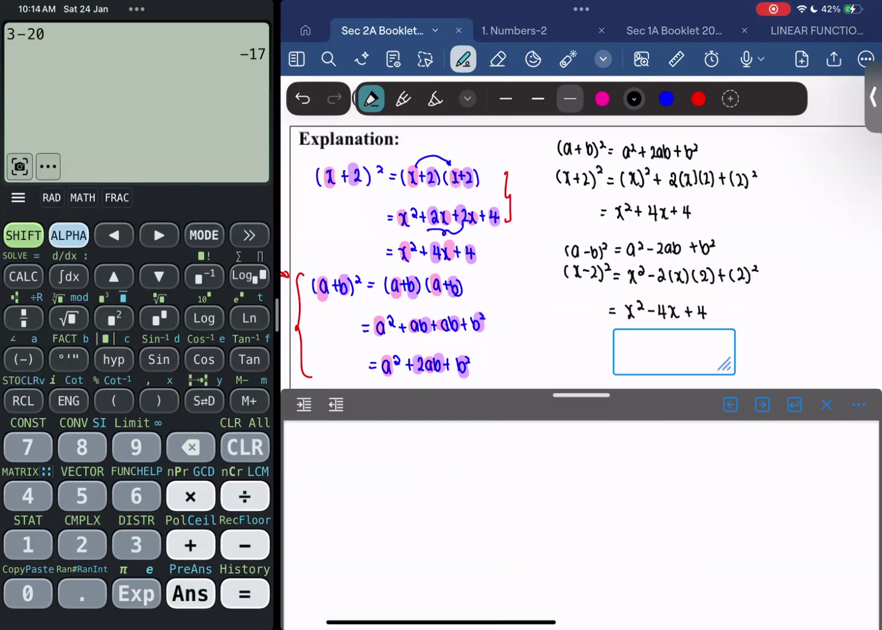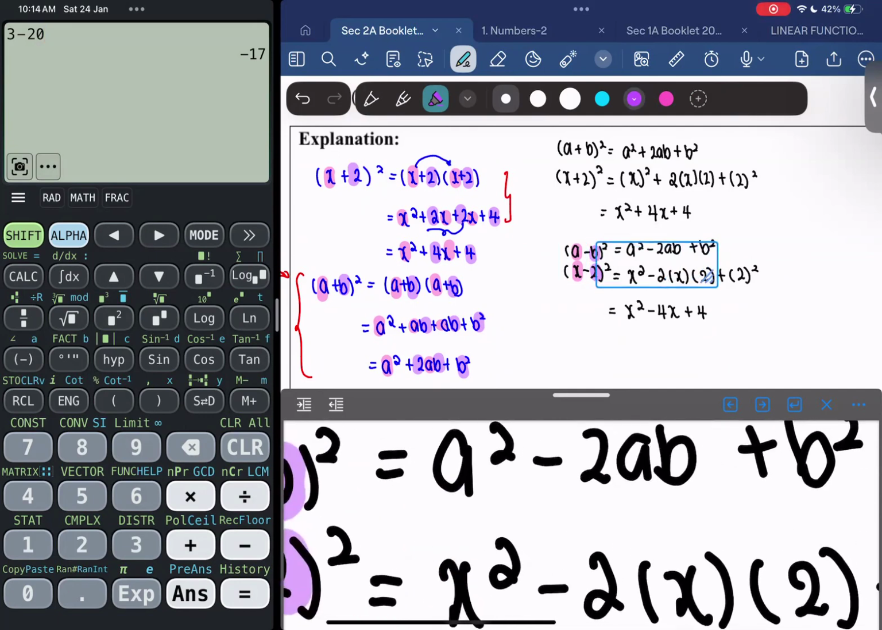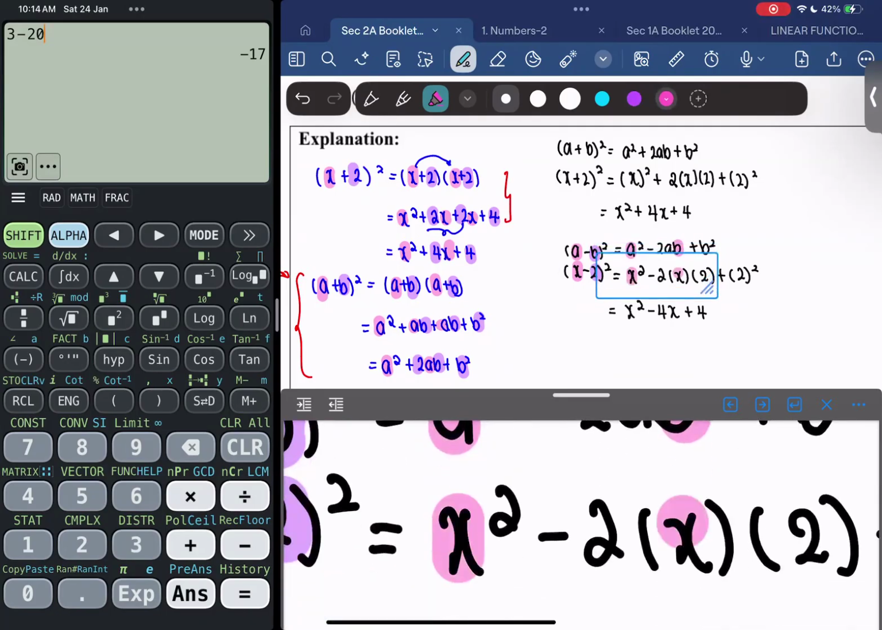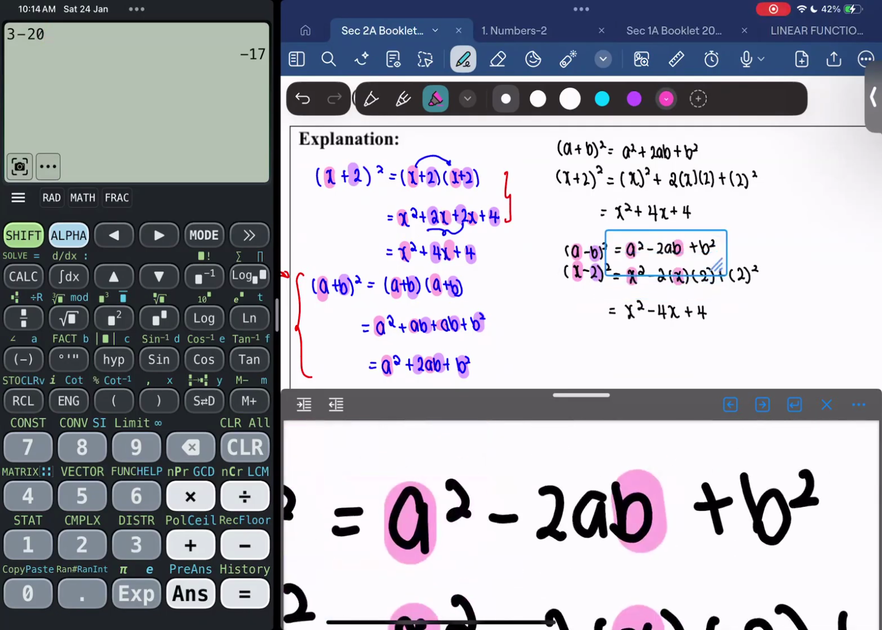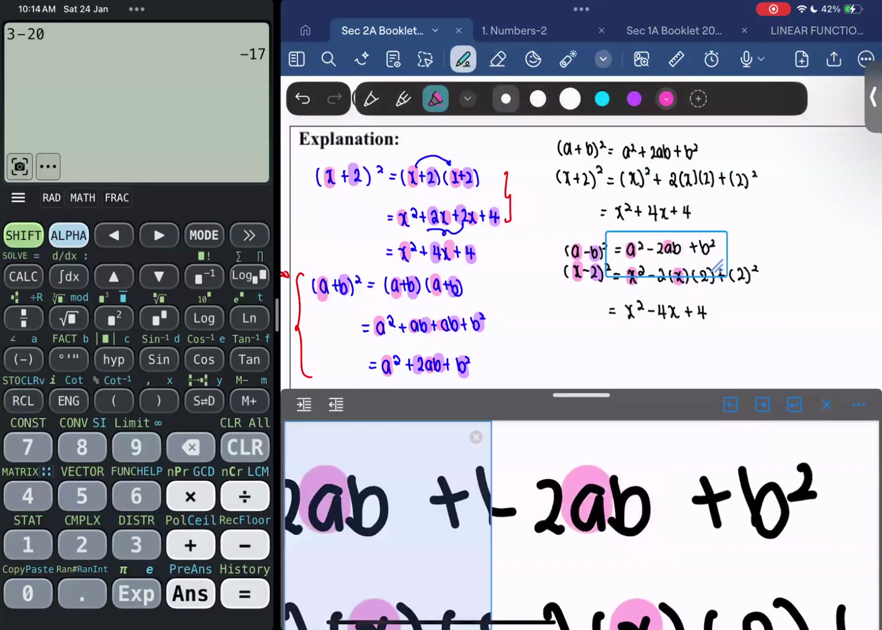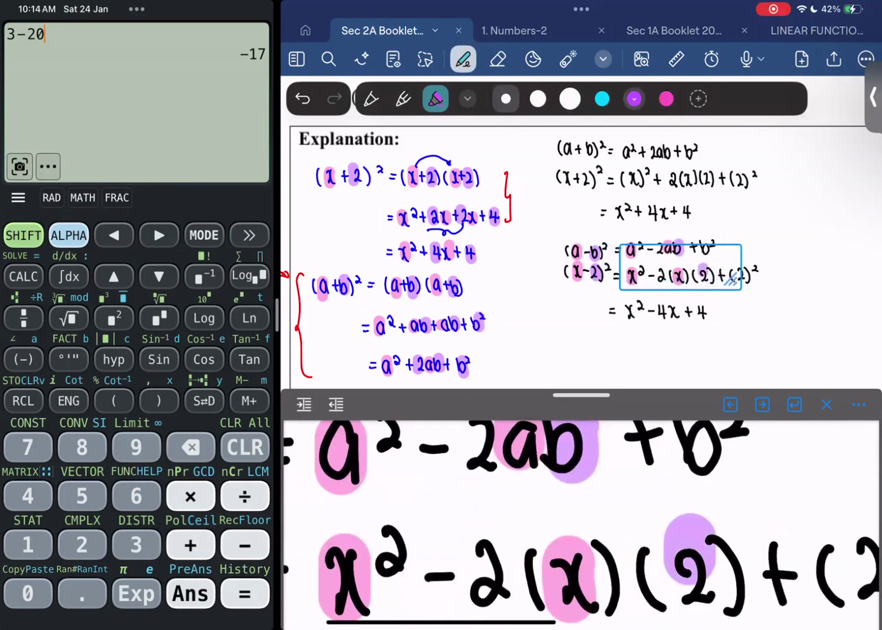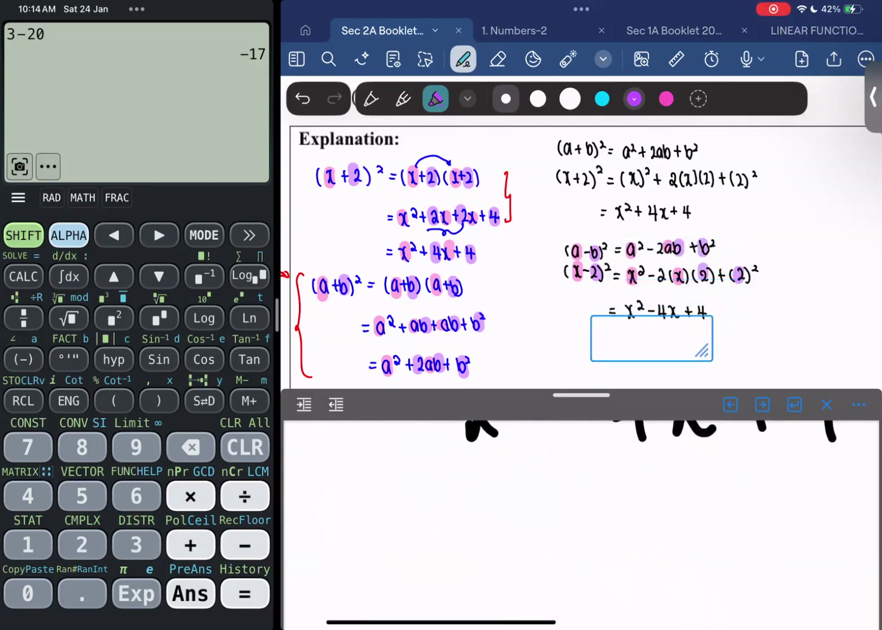So don't think so complicated. We are just matching. A is x, you see A is x. B is what? B is 2. You're just matching. Then we are just replacing all the A with x, and then all the B, we just replace it with the number 2. This is what we are doing. We are just replacing.